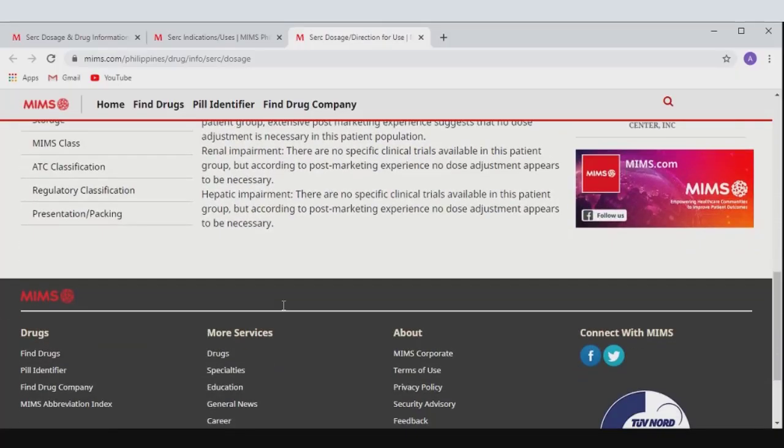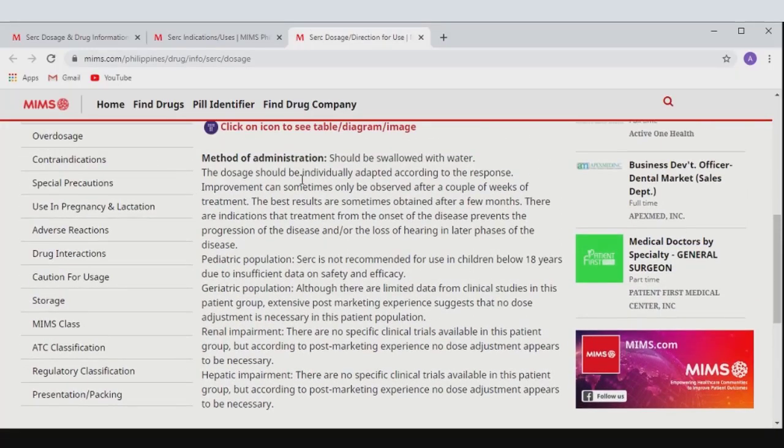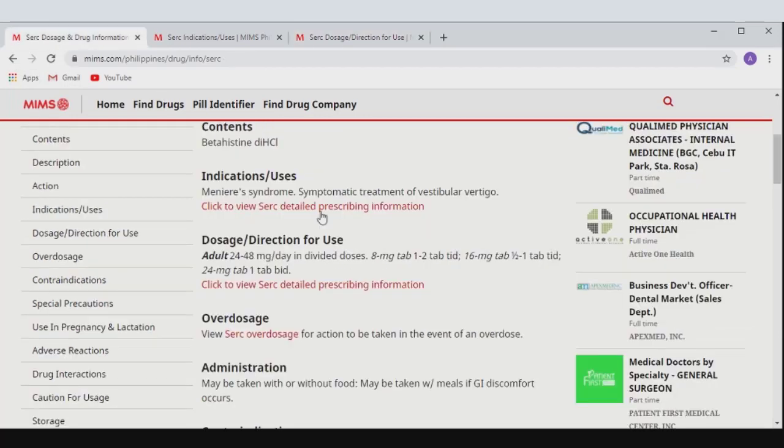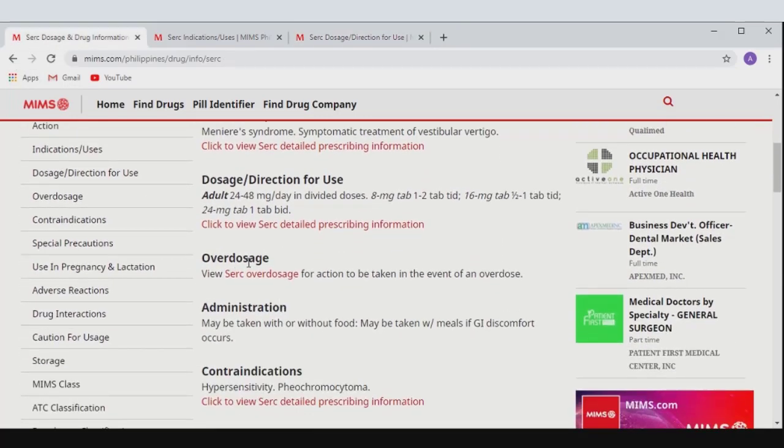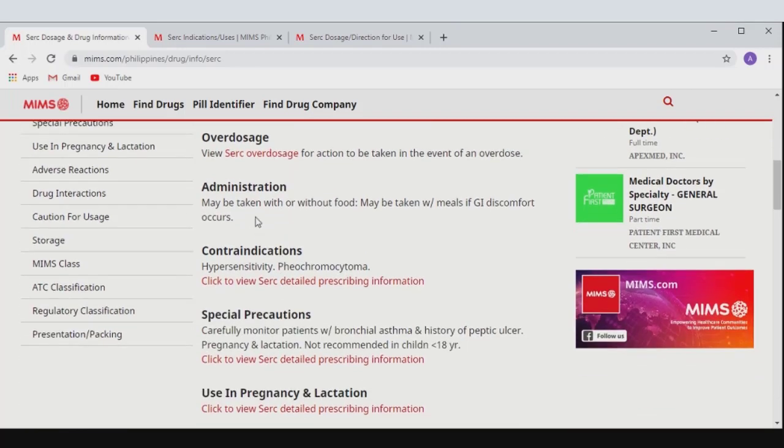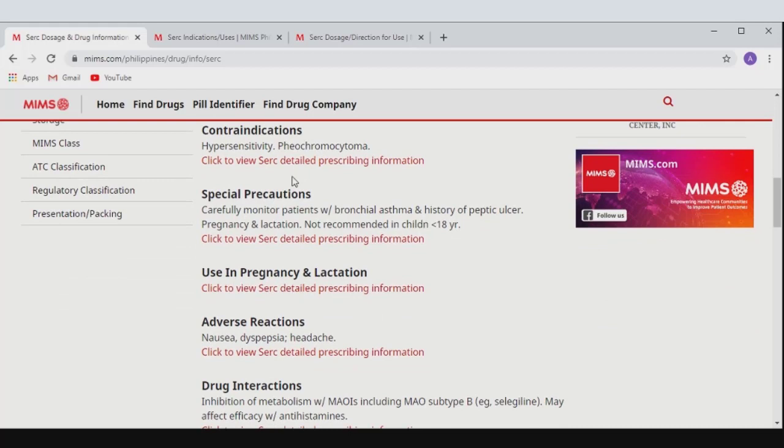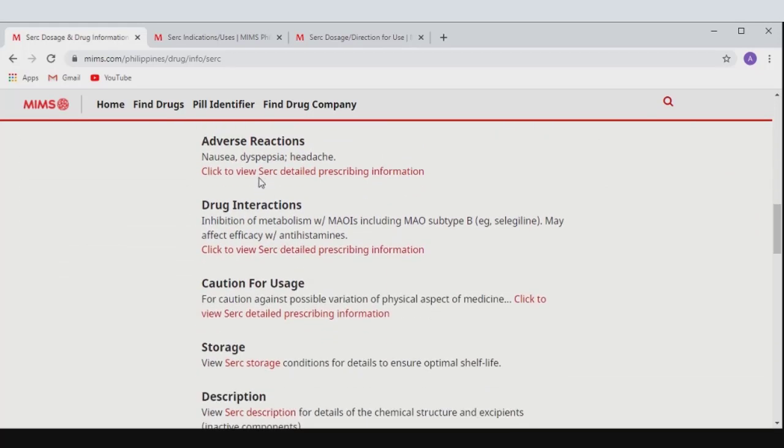So, for the purpose of completion, since we have not yet been on duty in the hospital, we will just put all the indications, possible indications, and sample dosage and frequency in the drug study that we will make.